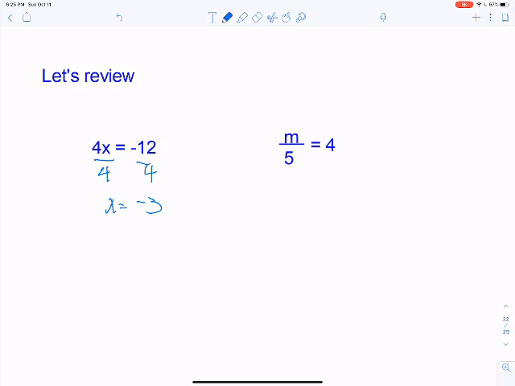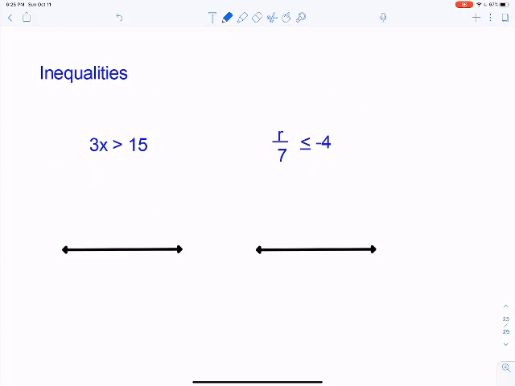Now, what if it's a divide by 5 already? How do you get rid of it? Good, you do a multiply by 5, and then another multiply by 5. So these 5s divide out, and I'm left with m equals 4 times 5, which is 20. That's how we do them. So let's see if we can do multiply and divide with inequalities.